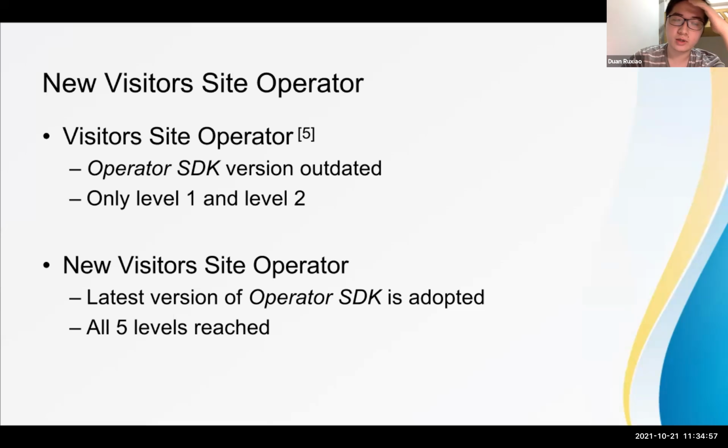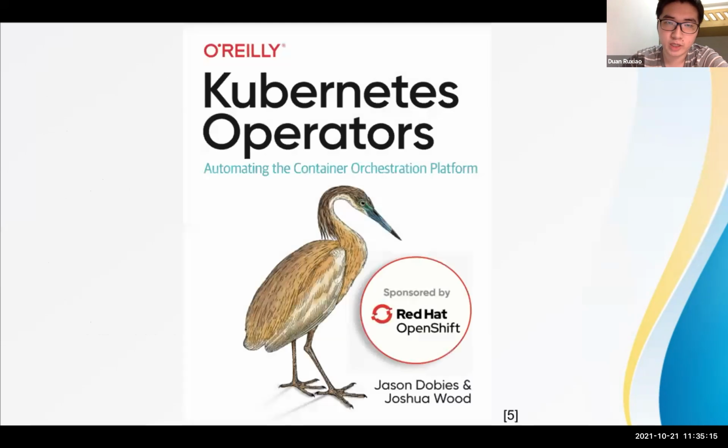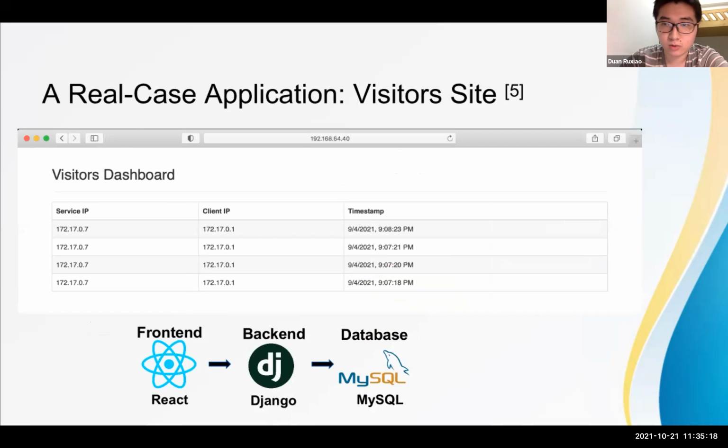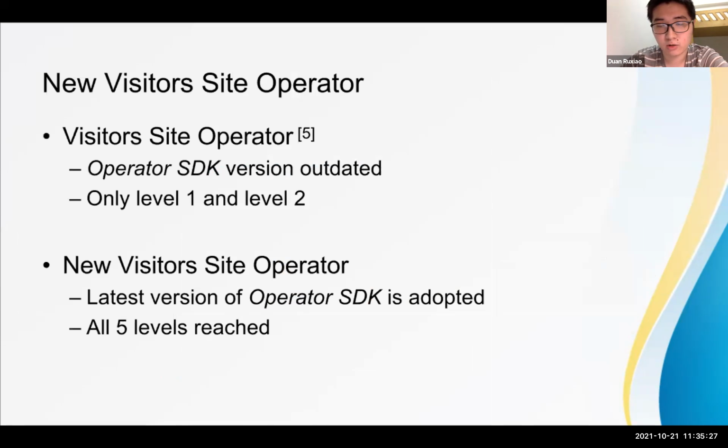And moreover, in the previous operator, only the functions in the first two levels of the operator maturity model were included. So it actually cannot do anything advanced like data storage. You can see that if you just launch your application on a different computer, all the information in the table will be lost. So you just cannot store your data, nor can you do something like auto scaling or monitoring in those advanced levels. Our operator will include functions of all 5 levels, so it is more comprehensive.